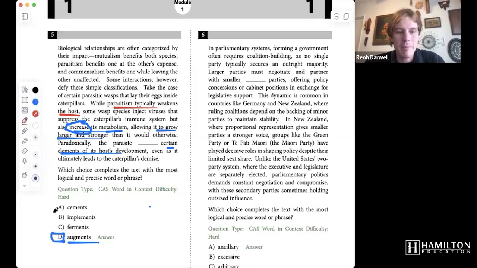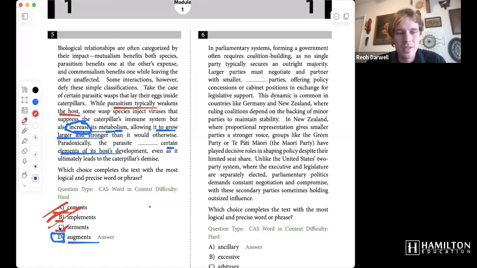To cement something is to make it hardened stone. It doesn't make hardened stone of these elements of its development. To implement them means to do them at all. These elements of the development would be implemented regardless. They would happen whether there's a parasite there or not. It's just that the parasite improves it, makes it stronger or faster or something.